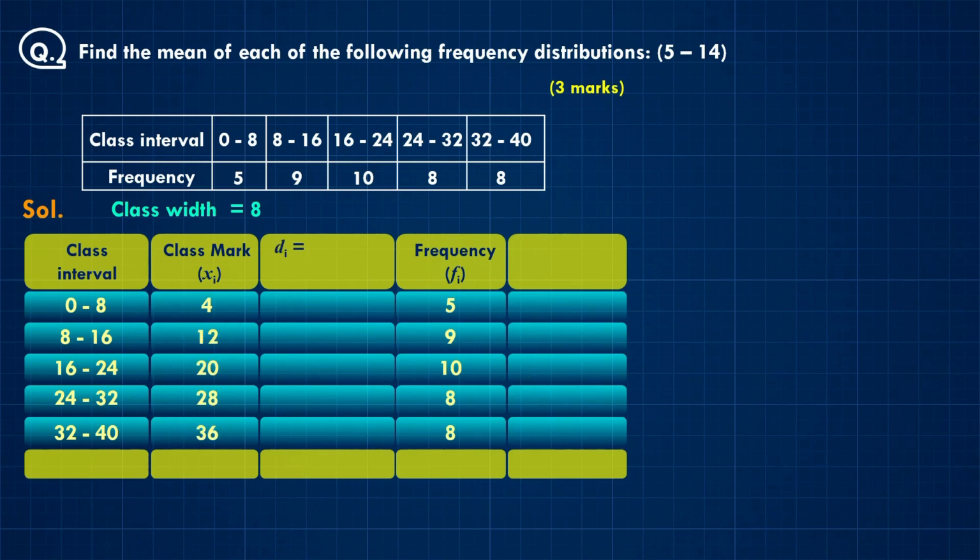Okay, now we have to calculate the di, that is xi minus a. A will be the assumed mean. So let's choose a from the xi, that is we choose 20, that is the middle value over here. So xi minus 20. So now 4 minus 20. So in this way, let's fill all the data in di column. Okay, so now we are going to calculate fi di. So we just need to multiply fi with di.